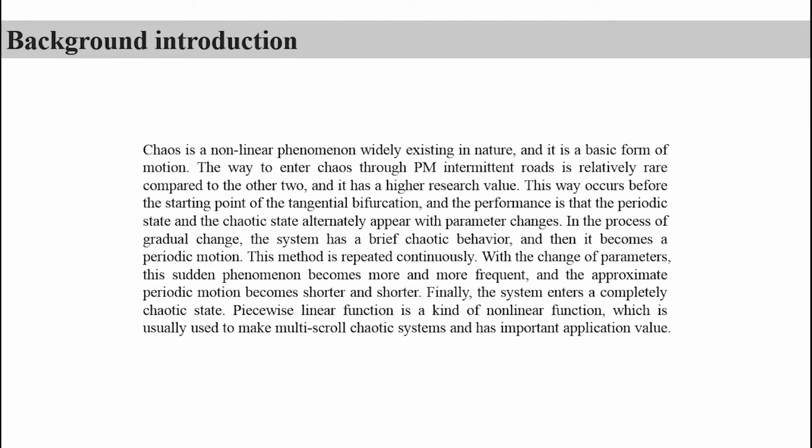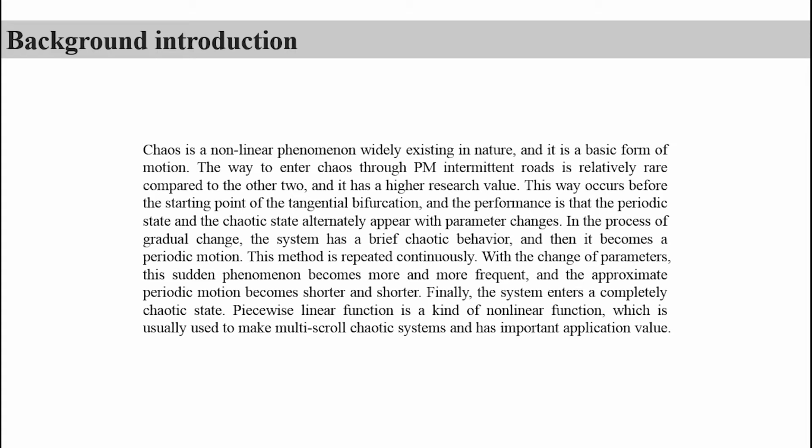But in a chaotic system, even if the equation and initial conditions are determined, an uncertain solution will still be obtained. In the chaotic system, three main routes lead to chaos, namely the period doubling bifurcation route, the PM-type intermittent route, and the quasi-periodic route. The way to enter chaos through the PM intermittent route is relatively rare compared to the other two, and it has a higher research value.